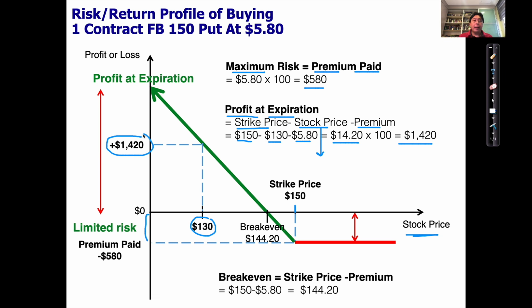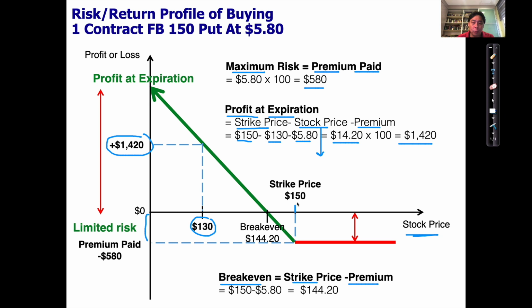Again, for you to make money, the stock price has to drop enough. It has to drop below the strike price by at least the premium that you paid. So what's the break even? The break even price would be the strike price minus the premium.